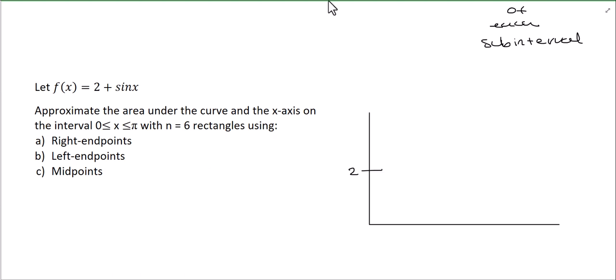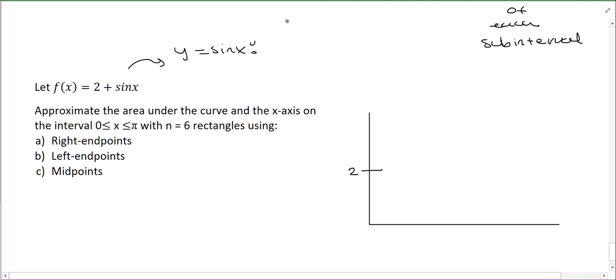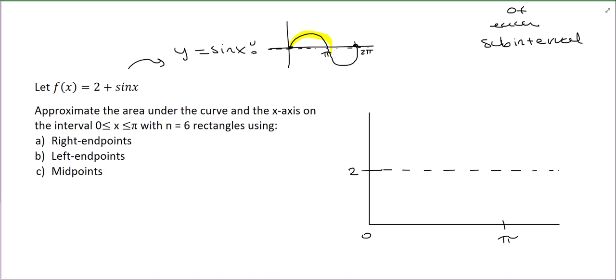Because we have f of x equals 2 plus sine x, now remember, if I just had y equals sine x, this would start at 0, 0, go up to 1, down to -1, and end at 2 pi. So we're graphing it between 0 and pi, and because we have the plus 2, it's going to go up to 2. Normally our middle line, the 0 line, is now at 2, and we're going to go just between 0 and pi, so it's going to be this part of the graph, but up from 2. So let's graph that real quick.